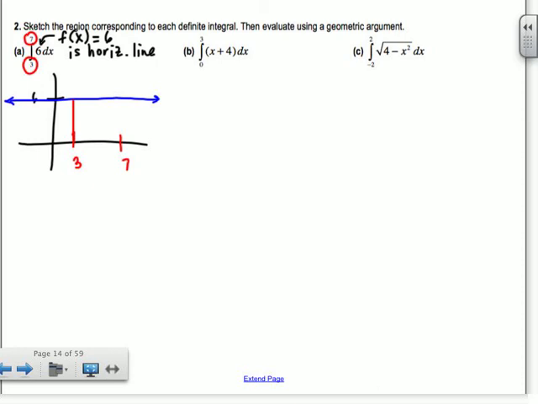Easy enough. Height of 6, width of 4. Your area is 24.